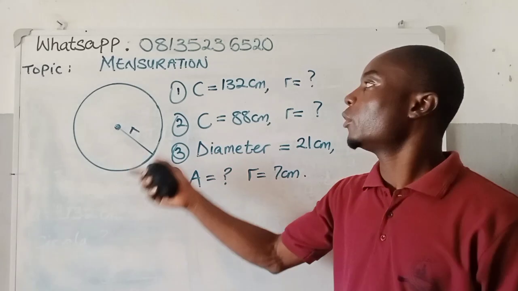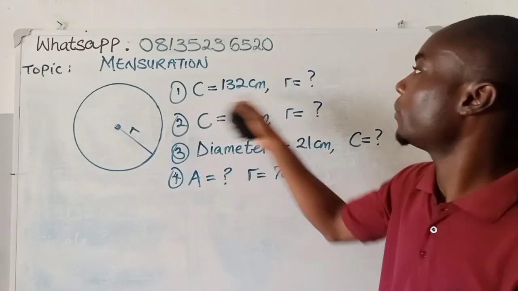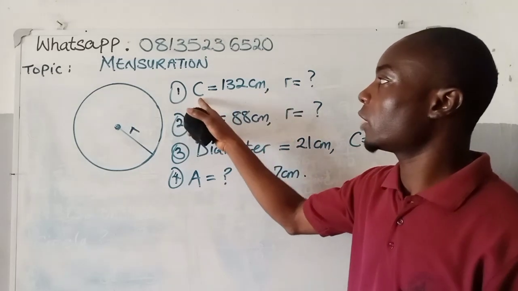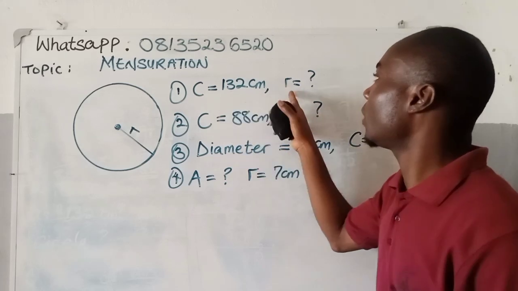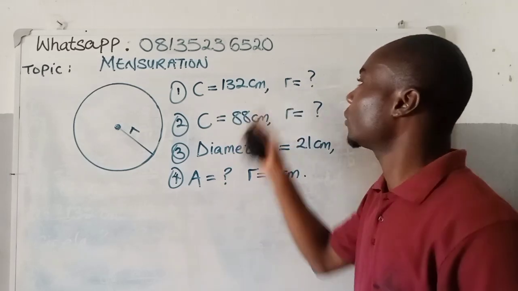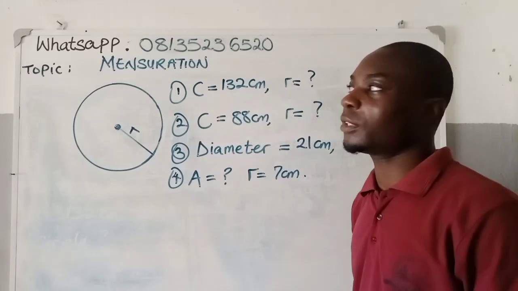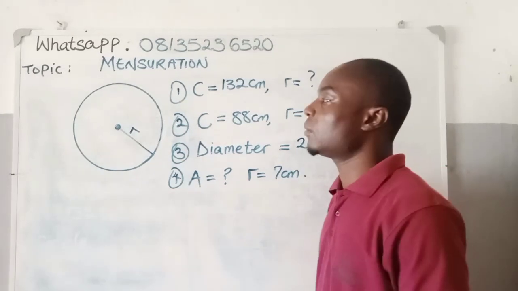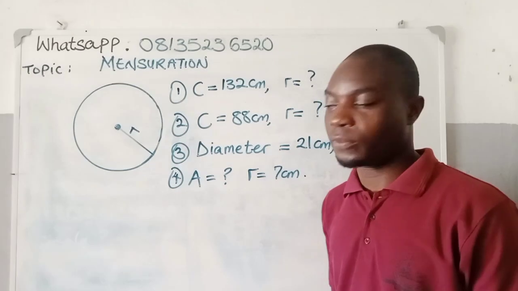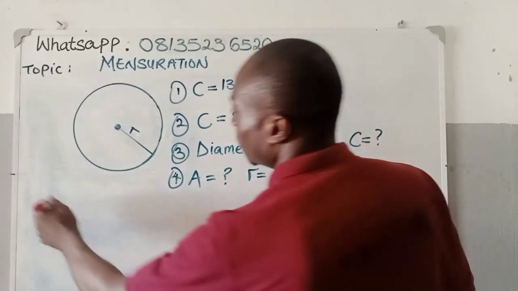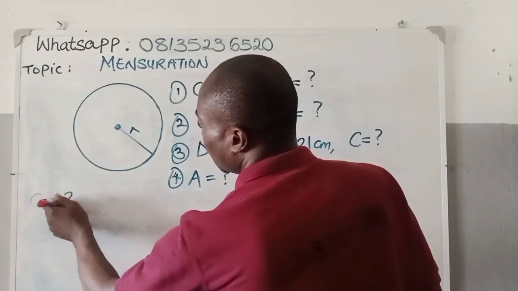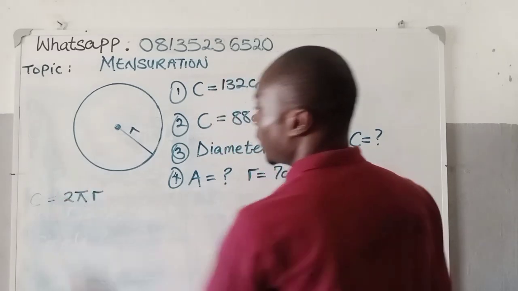So the first question says we find the radius of this circle. We're given the circumference of the circle and we have to find the radius. The radius is unknown. Circumference is 132 centimeter. So what we should remember is the formula for calculating the circumference of a circle. And the circumference of a circle is equal to 2 pi r.